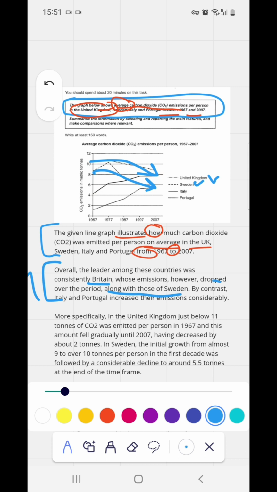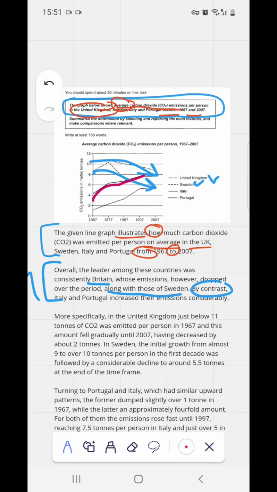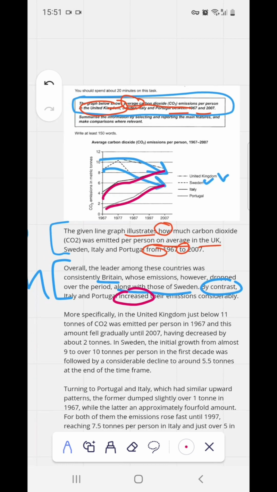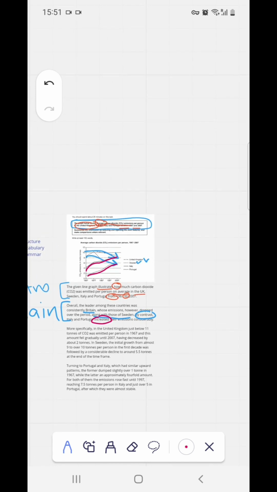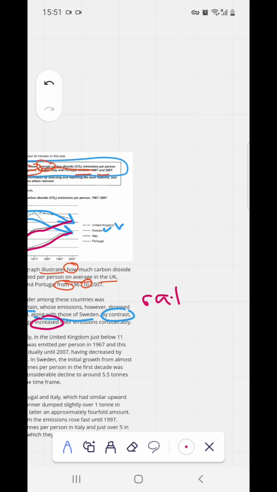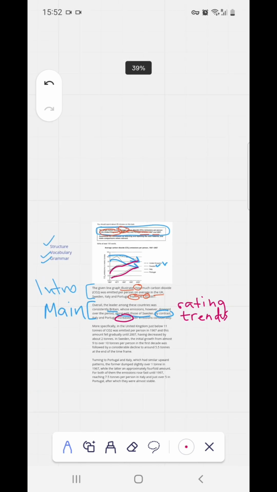And by contrast, we have 2 countries, Italy and Portugal, whose emissions increased. So this is our last main feature. So we must note that we have 2 types of main features, ratings and trends. So rating is about the leaders, the second largest things, and trends are changes. And as you see, I have noted all of them.